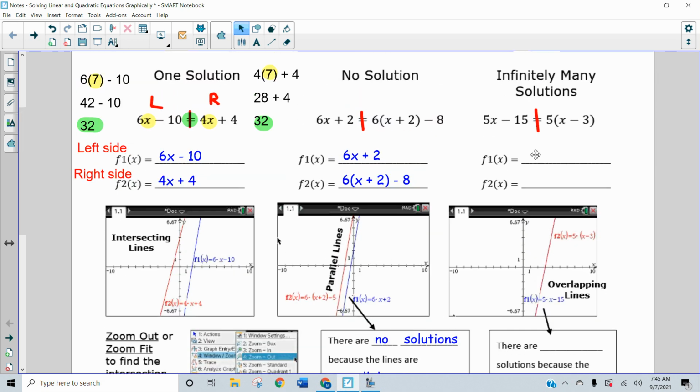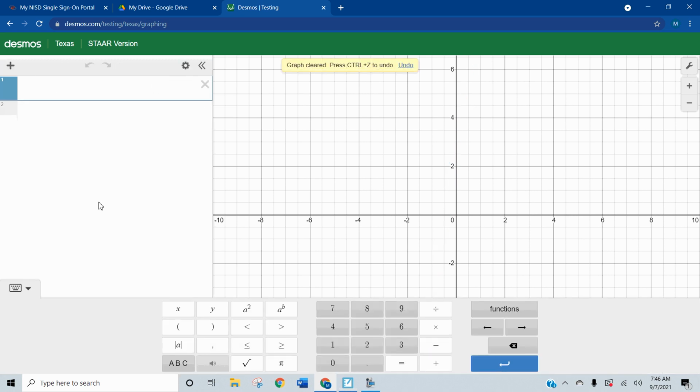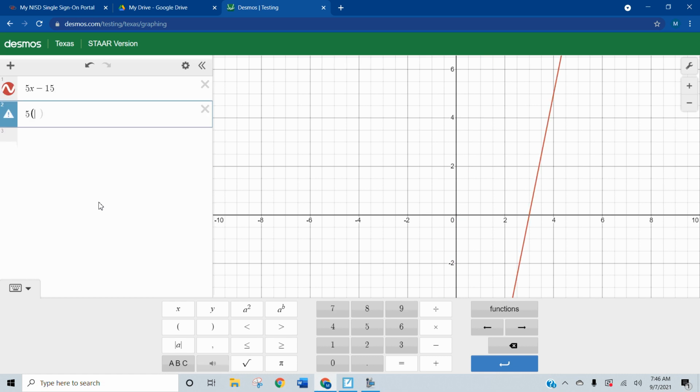Okay, we have one last case to take a look at. And yet again, the left side here, 5x minus 15 is our first function, and 5 parentheses x minus 3, close parentheses, is our second function. So we can go and delete those again. I like the keyboard more than the little touchpad there, but the touchpad has some things that are a little more intuitive than the keyboard. So you can see the exponents and the square roots.